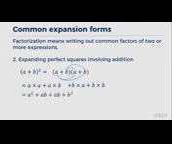When we simplify this, we will have a squared plus ab plus ab plus b squared. AB plus AB in the middle will give us 2AB. So our final answer will become a squared plus 2AB plus b squared.